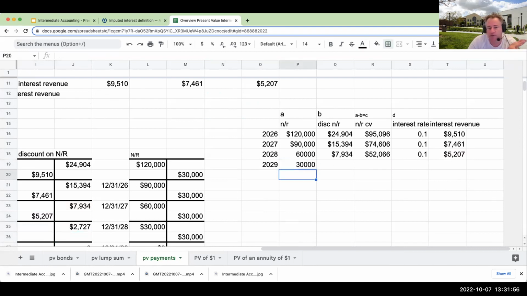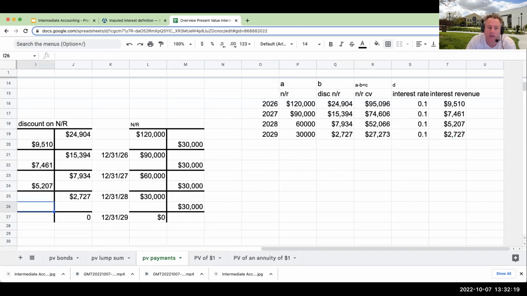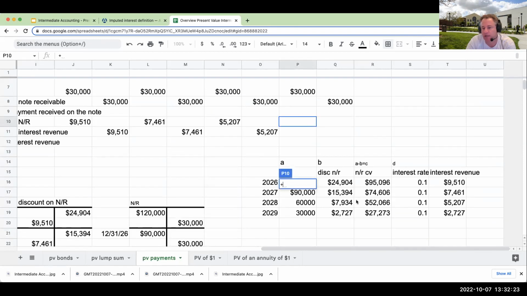So third year, last year here. What happens? 30 grand. Once this payment's been made, the remaining balance is 30,000. My unamortized discount is 2,727. My note receivable carrying value is going to be 27,273. Interest rate is at 10%, so my interest revenue is 2,727. And by gosh, we've hit a miracle. This has gone down to zero. And so I have done my job, which is fully amortizing the discount.